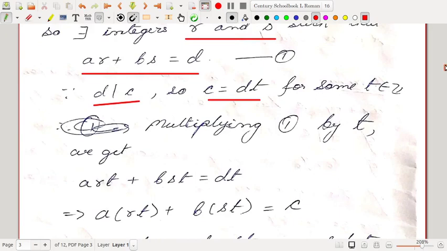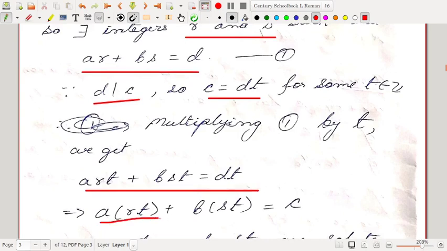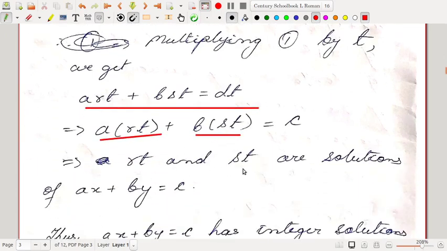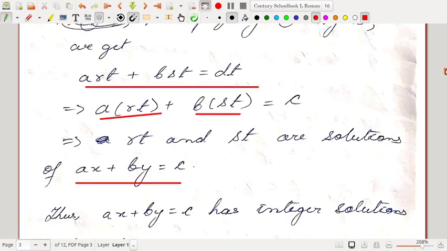So multiplying by T, what we will get? ART plus BST equals DT. So A multiplied with RT plus B multiplied with ST is equal to C. That means RT and ST are solutions of AX plus BY equals C, right? Because RT and ST satisfy this equation. So what we have seen is that if D divides C, then we can also extract one solution of the given equation.